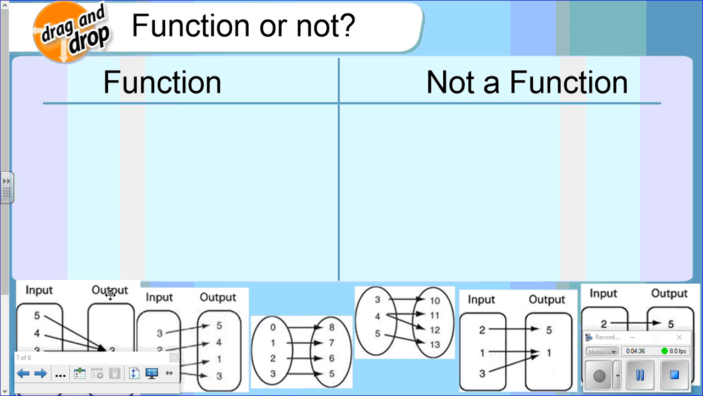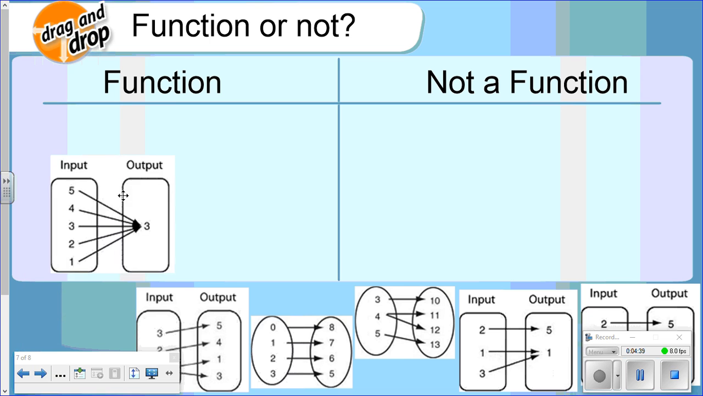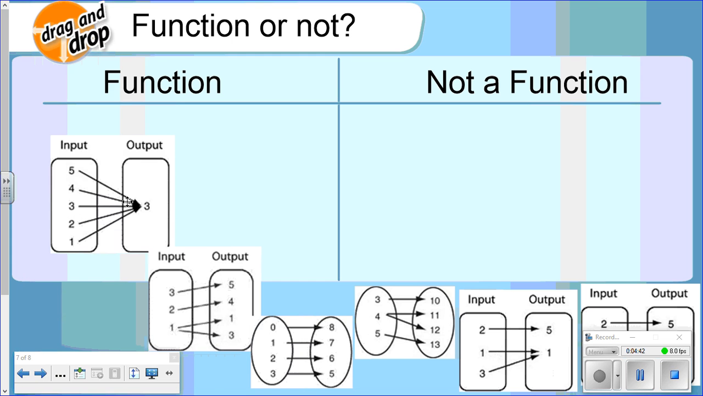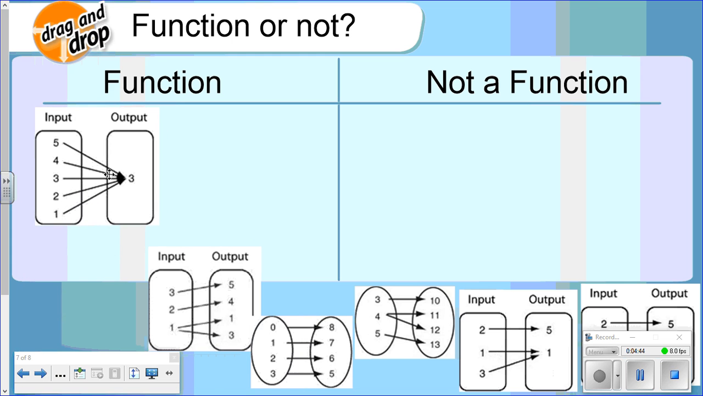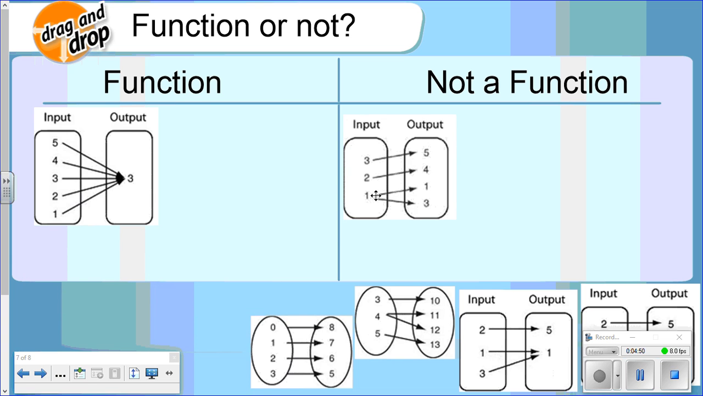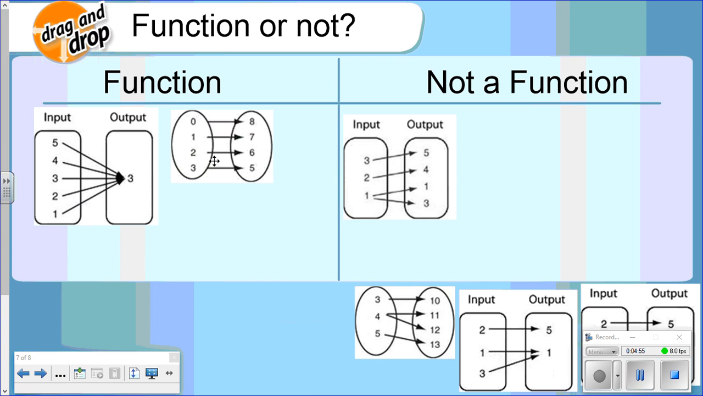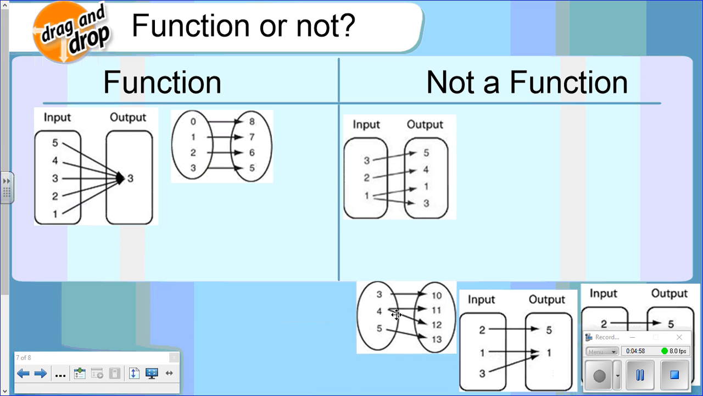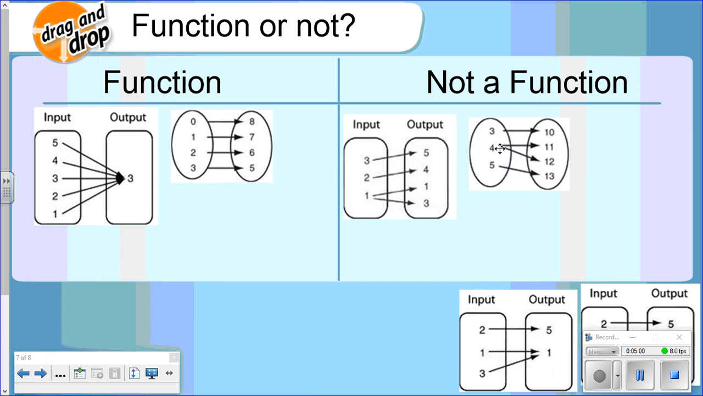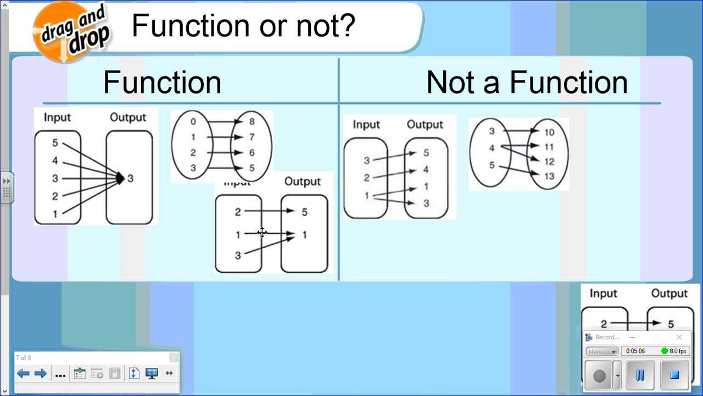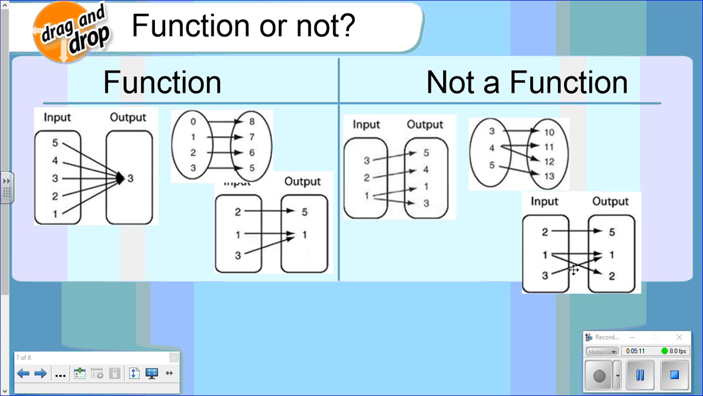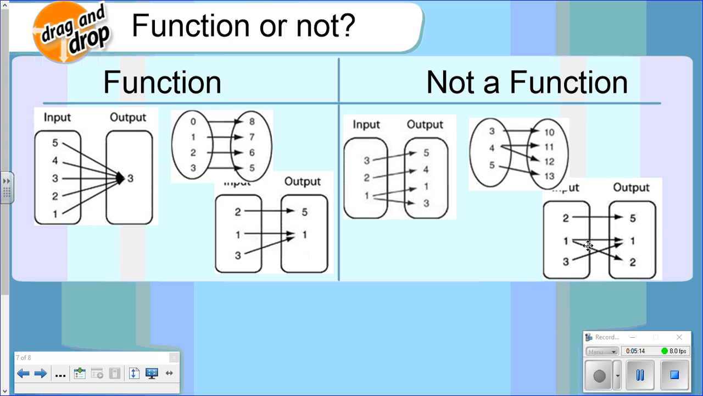So let's see if we can determine which of these are functions and which are not. This one is a function because I have no repeats in my x values. This one is not a function because 1 is with 1 and 1 is with 3. This is a function, no repeat on my x values. This one is not a function because I got 4 going with 11 and 4 going with 12. This one is a function, no repeat on my x values. And this one is not a function because I've got 1 going with 1 and 1 going with 2.